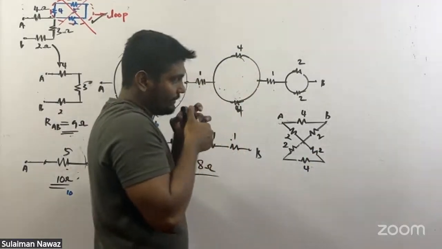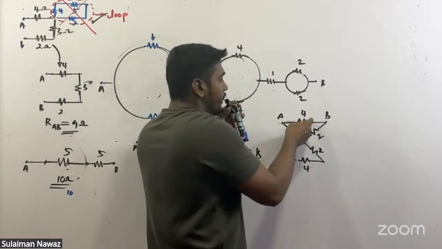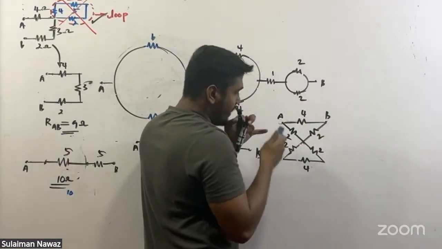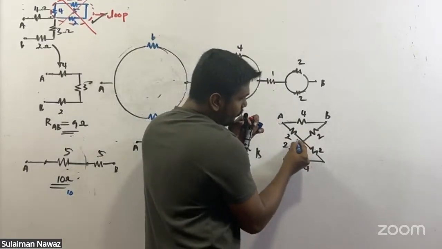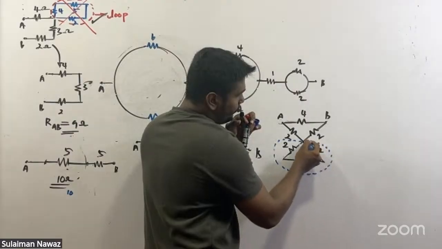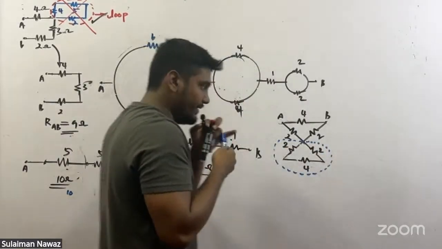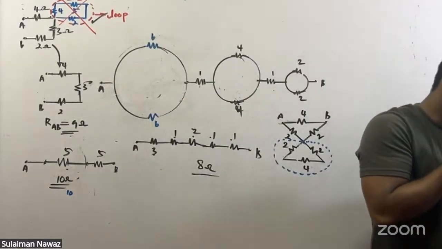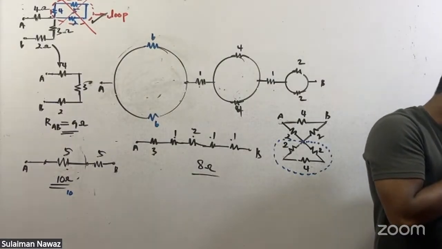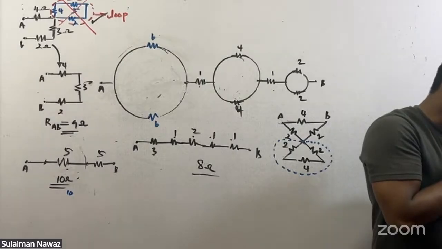I will ask a question. You want to find the equivalent resistance between A and B. Raise your hands, how many of you say, sir, this part is a loop? How many of you say that part is a loop, hands up?